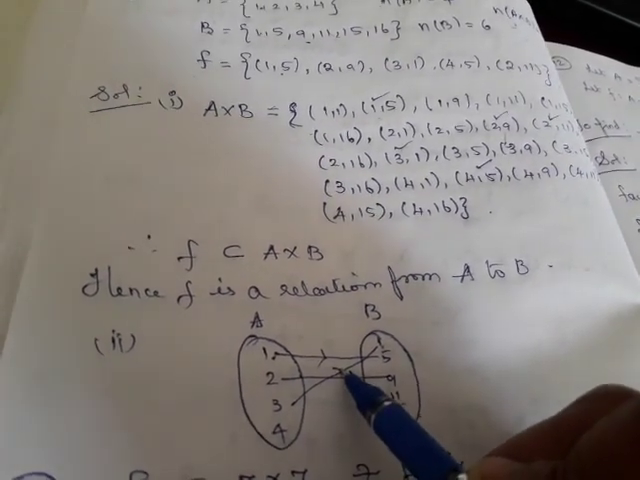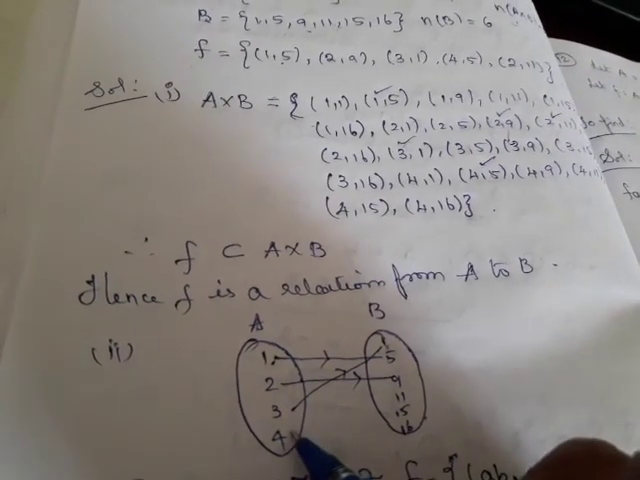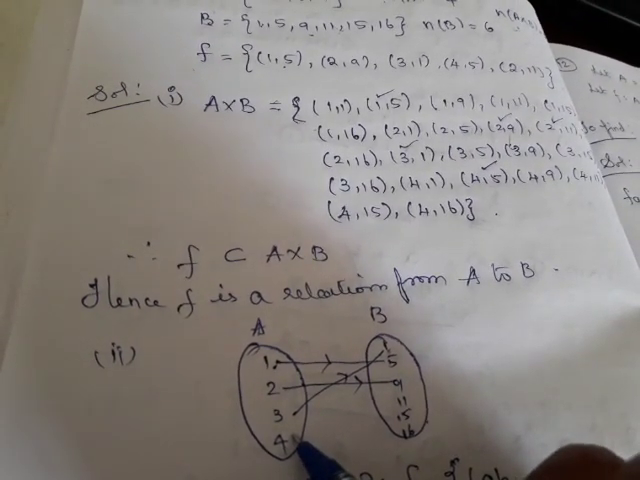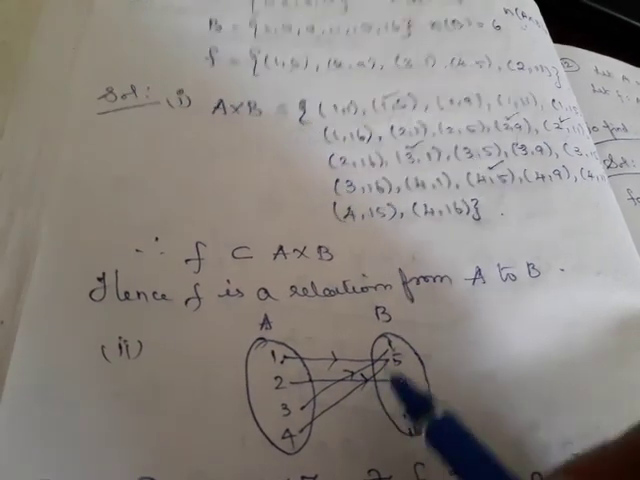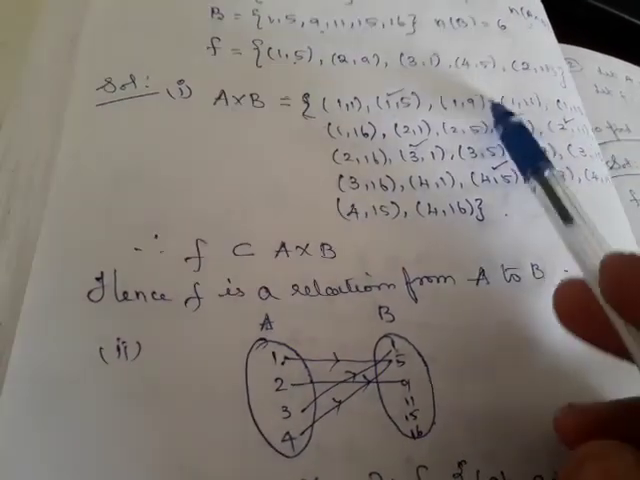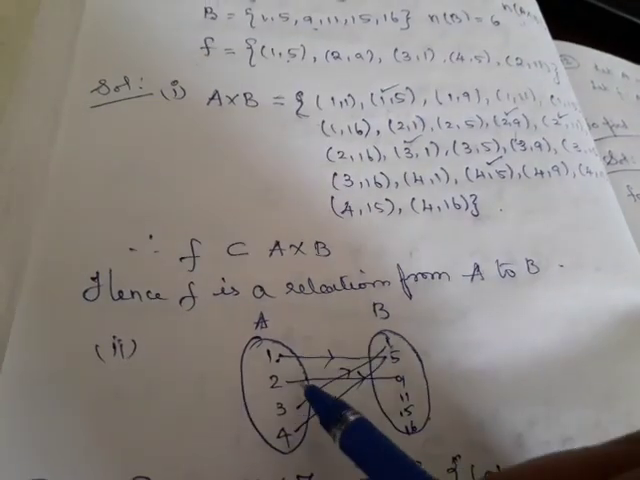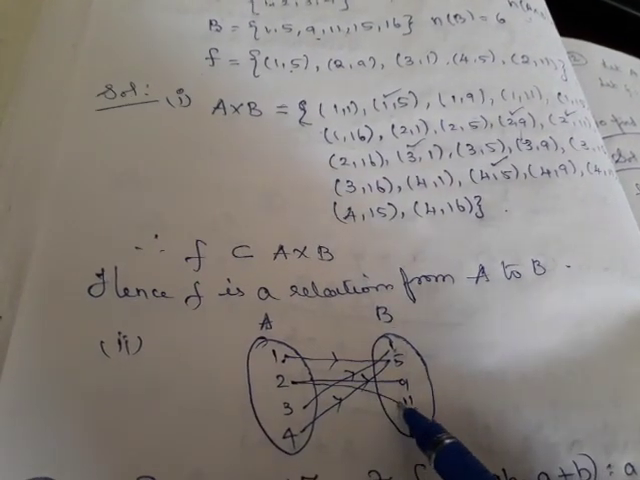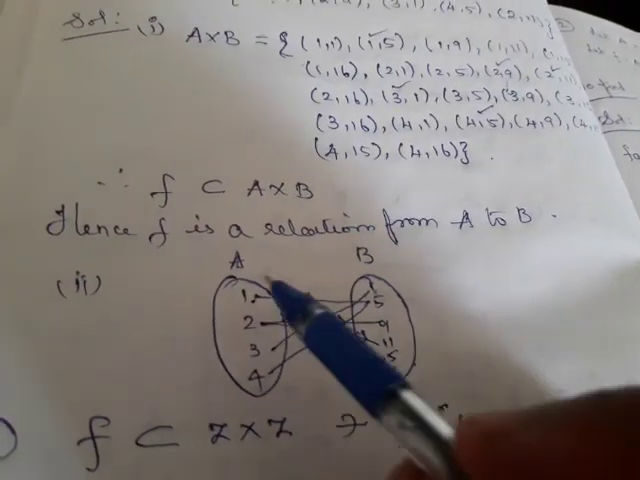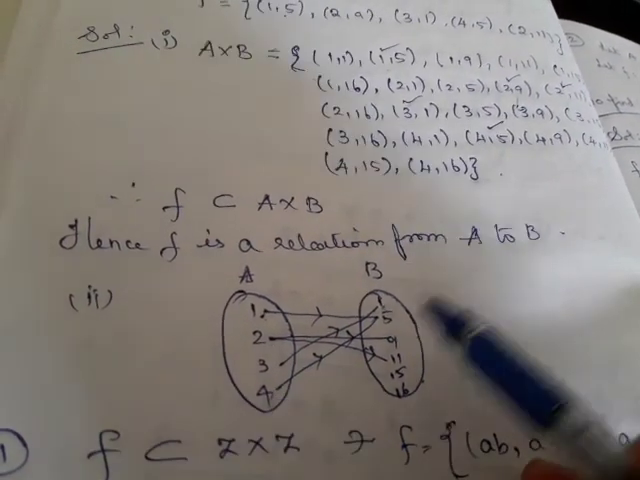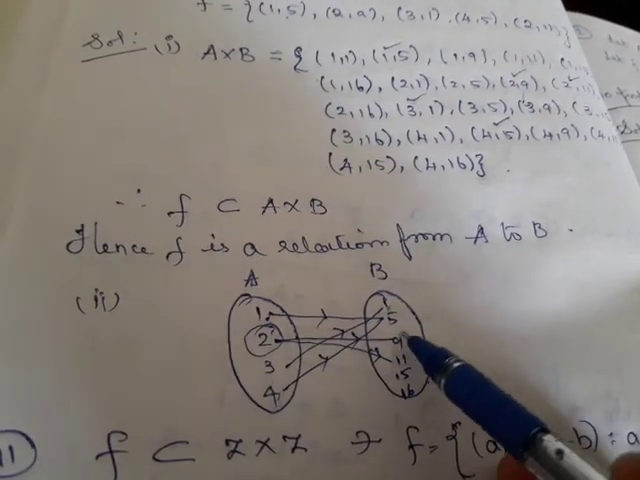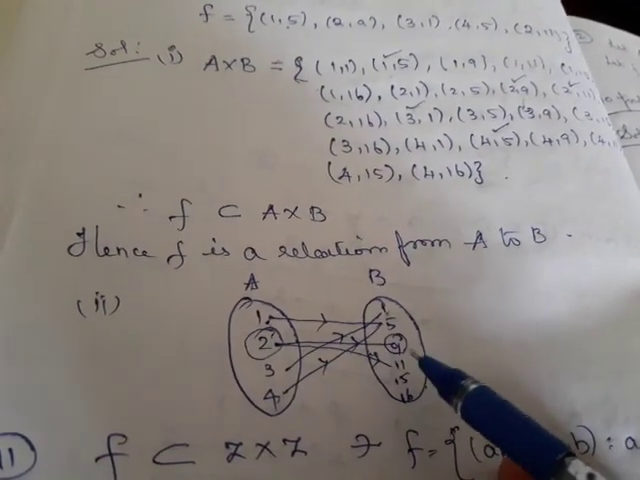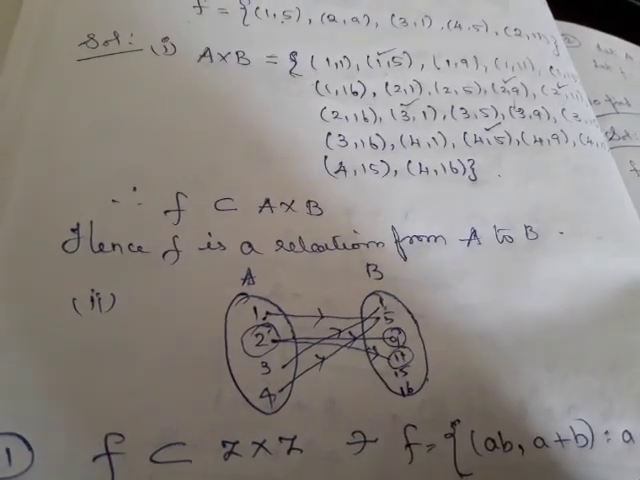3 is mapped to 1. Then 4 is mapped to 5 again, right? 4 is mapped to 5. Then 2 is mapped to 11. Now if you analyze this arrow diagram, each and every element in the domain has an image. But if you see, the element 2 has two images. One is 9 and another one is 11.